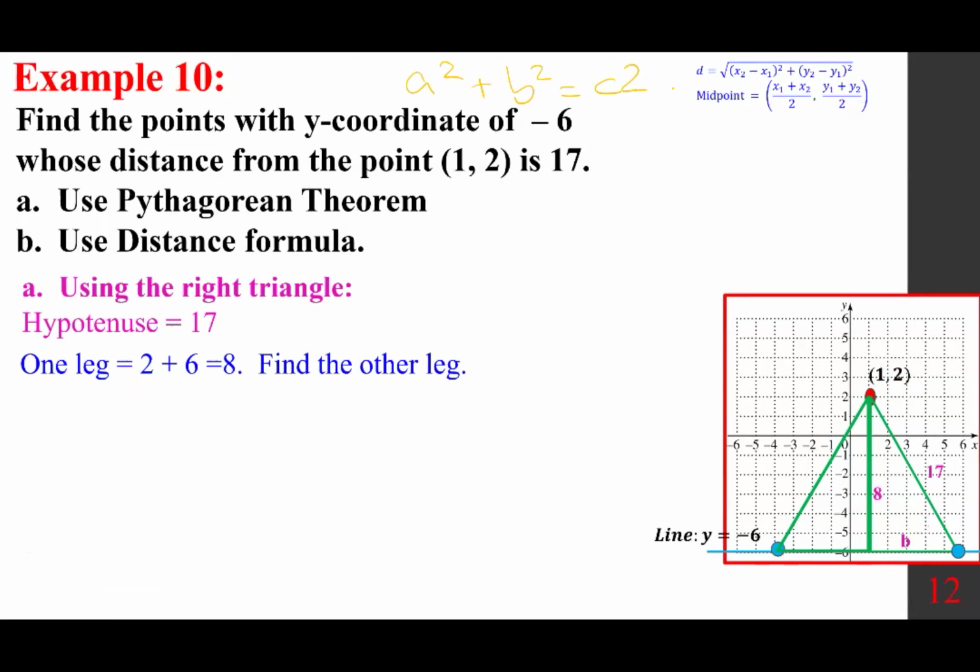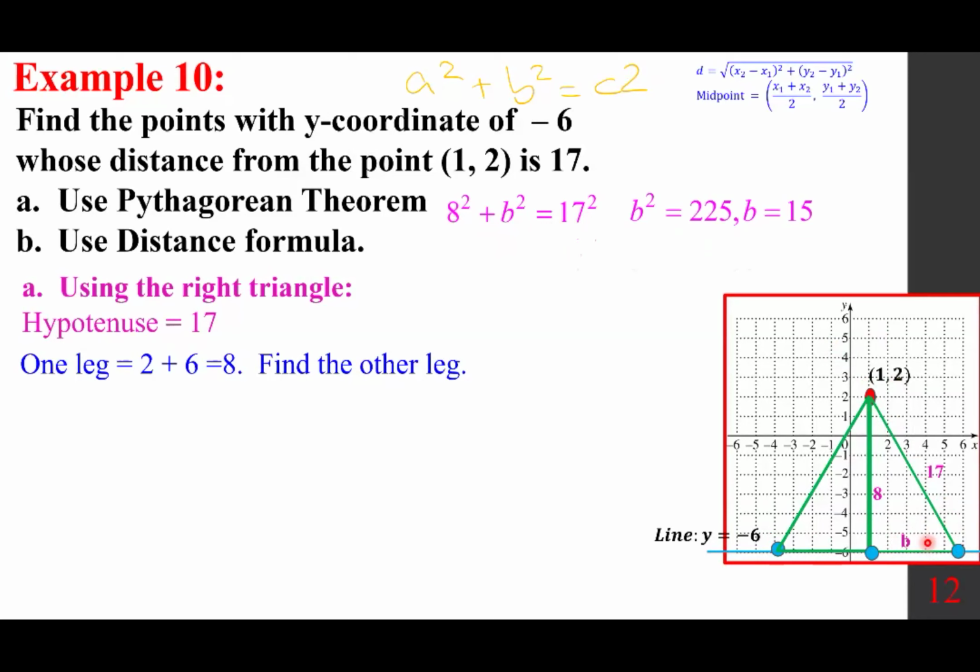Let's plug in. So this is 8. This distance, or this distance, doesn't matter, is b. And this is 17. And we're going to use the Pythagorean theorem. So therefore, 8 squared plus b squared is 17 squared. So b squared is 17 squared minus 8 squared, which becomes 225, and b becomes 15. I'm going to assume we can use a calculator quickly to figure out what happens.